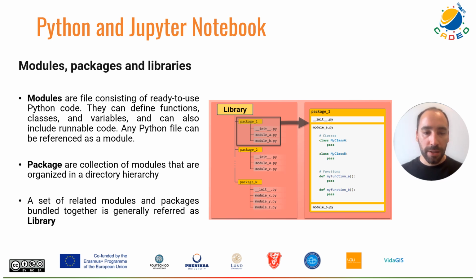In summary, we have modules that are individual files with Python code. Then we have packages, which are directories that contain modules. And then there are libraries, a collection of modules and packages all together. Generally, we need to install these packages and libraries from third parties, so they are not always available in our Python once we install it from scratch.